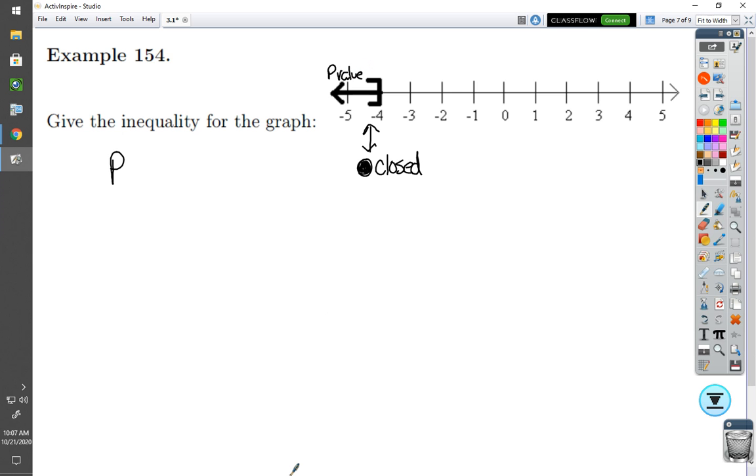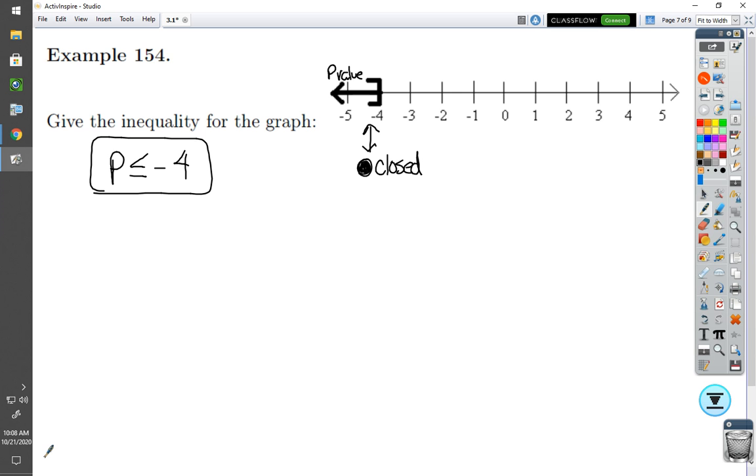You don't start with negative infinity something P. You talk about, okay, what happens to the P values? They are less than or equal to negative 4. That's my inequality. You do not start with negative 4 is greater or anything like that. It's your P values are smaller than that 4.